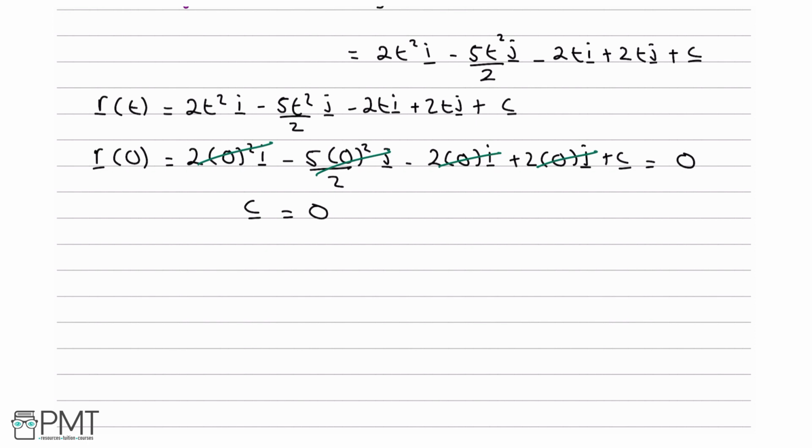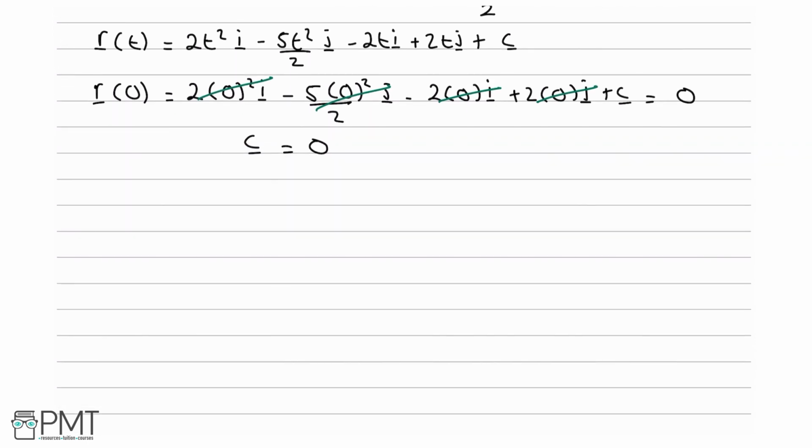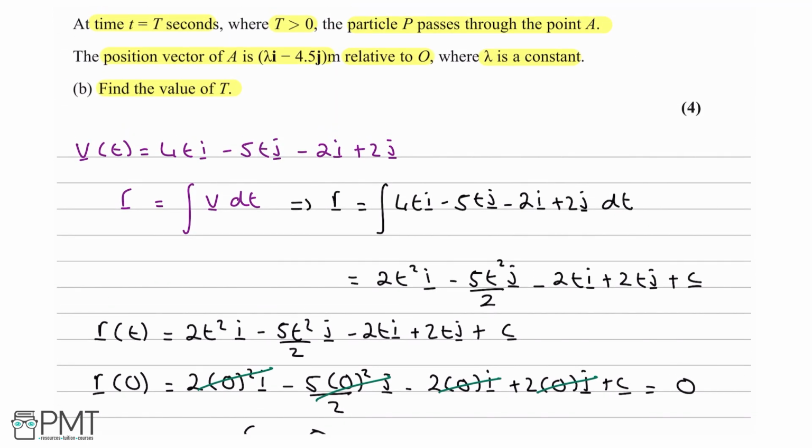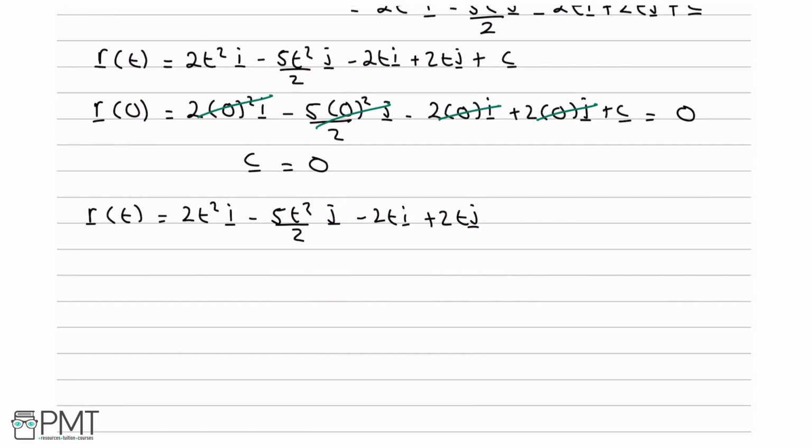So from here, we can just say that our position vector in terms of t equals 2t squared i minus 5t squared over 2j minus 2ti and then plus 2tj, okay? Yep, all the vectors are in line, that's good. Now, we need to find the value of capital T. And at capital T, as we've been told in this question, the particle passes through point A, which has this position vector, okay?